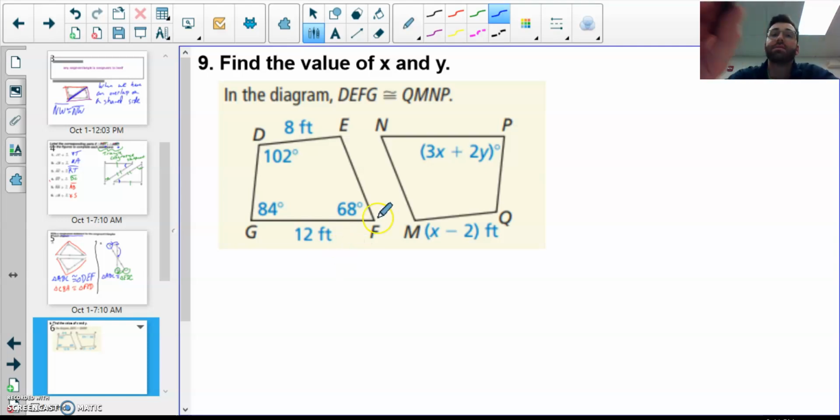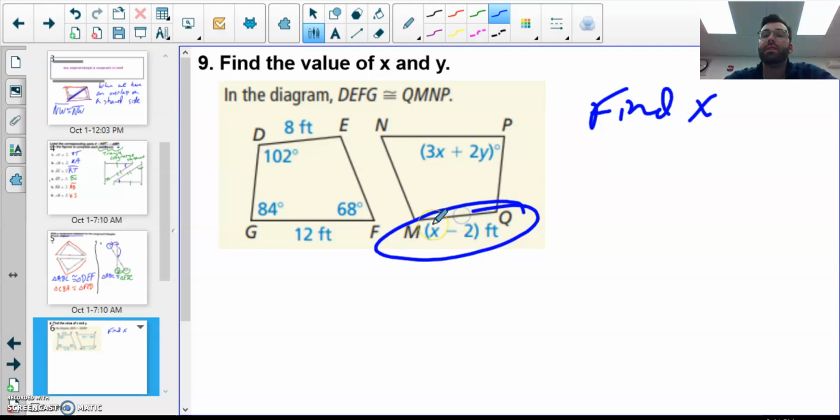All right, we can find x first, and then let's find y. For x, I have this for QM. Well, QM, that's the first 2 letters. QM corresponds to what side? DE. That's right. QM corresponds to DE. All right. So if QM corresponds to DE right here, I can set those equal. X minus 2 equals 8.